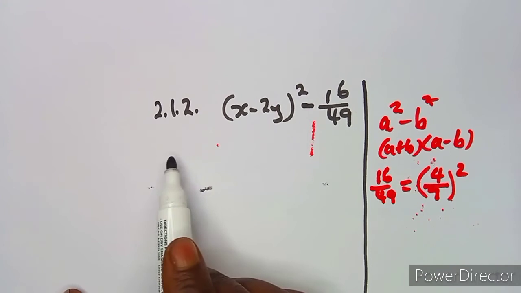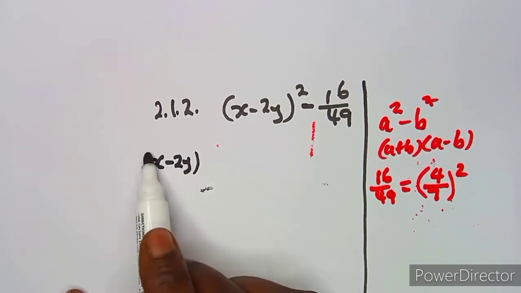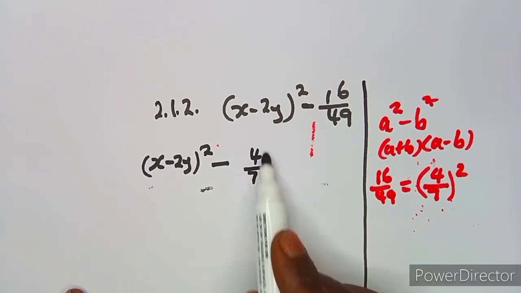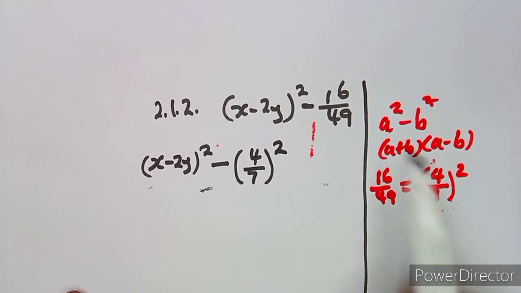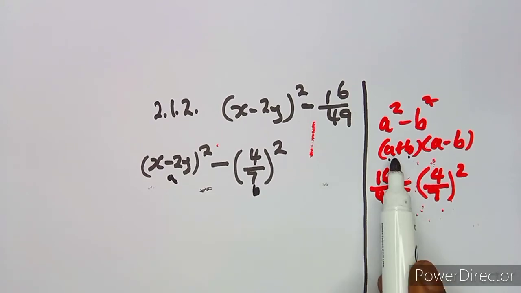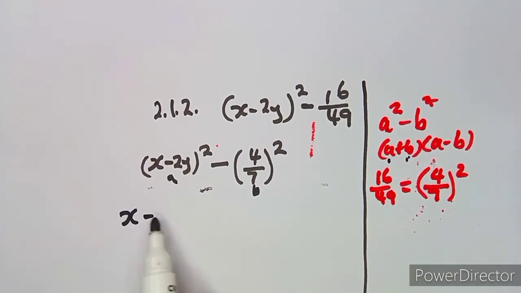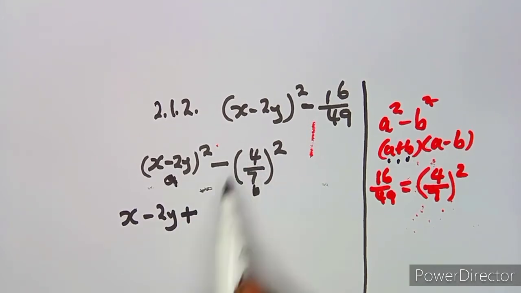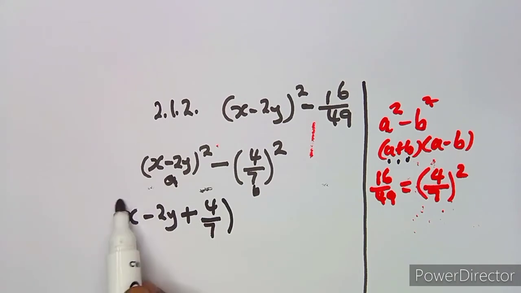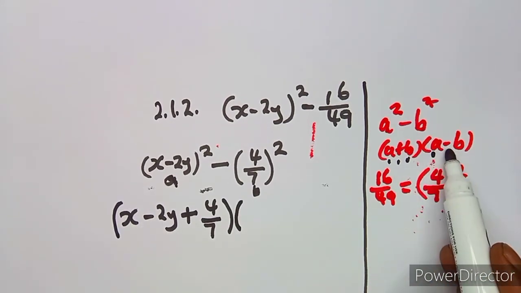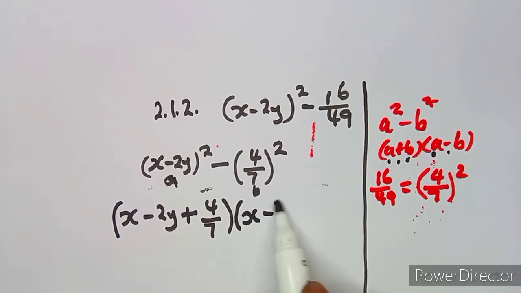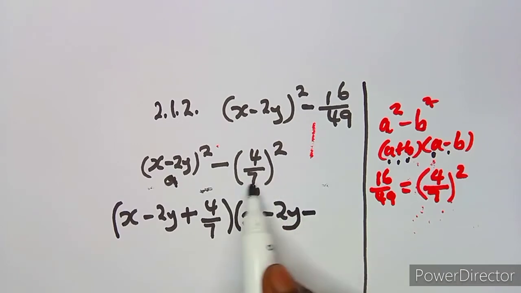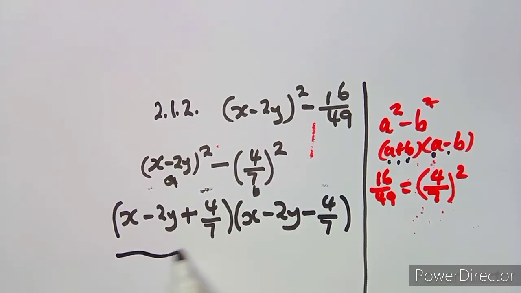We are now going to rewrite this so that we don't confuse each other: x minus 2y squared minus 4 over 7 squared, like this. So here just substitute as it is, guys. Do not confuse, because this is your a, this is your b. So you've got a plus b. So it's this part here, x minus 2y, that's our a, plus b, which is 4 over 7. Then we close this bracket, into a minus b. So this is our a, which is x minus 2y, minus b, which is 4 over 7. So that is what you're supposed to do.